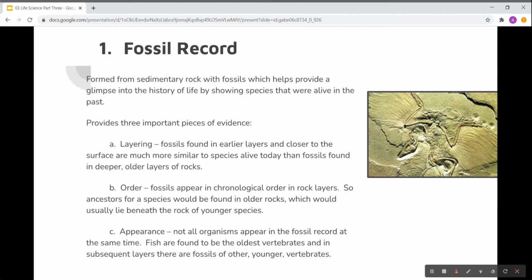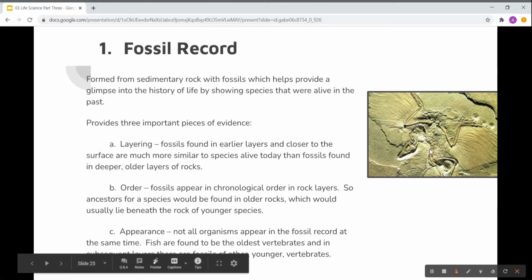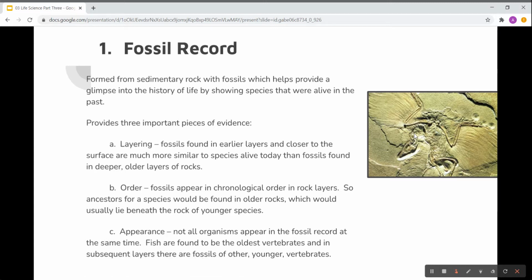So fossil records. This here is called an Archaeoceratops, or I can't remember what it's called. It's the first full dinosaur that they found in a fossil. Fossils are formed from sedimentary rock, and they help provide a glimpse into the history of life by showing species that were alive in the past. So these fossils show us exactly what was present there.